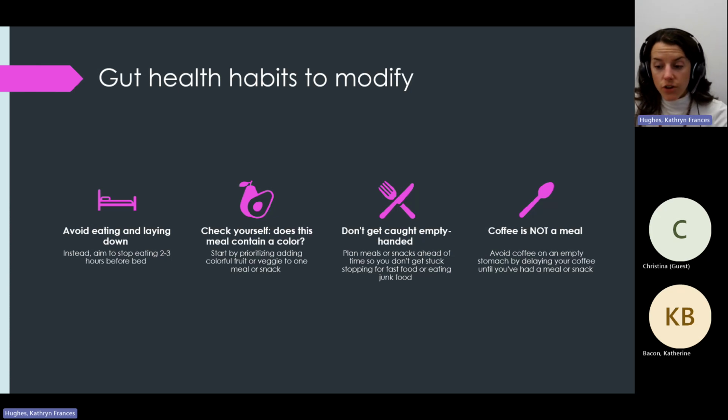And remember that coffee is not a meal. Coffee on an empty stomach is really not recommended. It's very hard on the gut lining and can cause a lot of inflammation, a lot of indigestion and heartburn when you do eat. So avoid coffee on an empty stomach if you can by delaying your coffee until you've had a meal or a snack. You can have water or hot tea, but try to avoid that coffee. And that's a hard one.